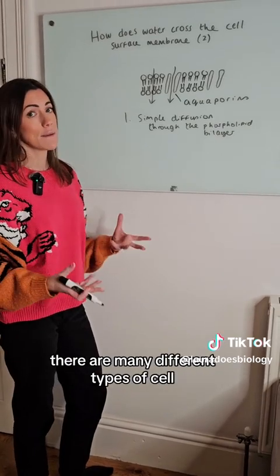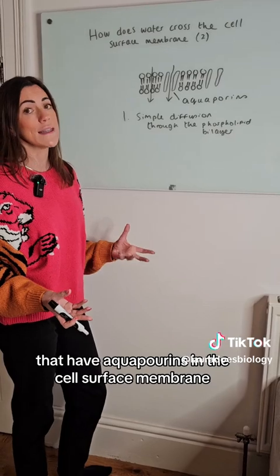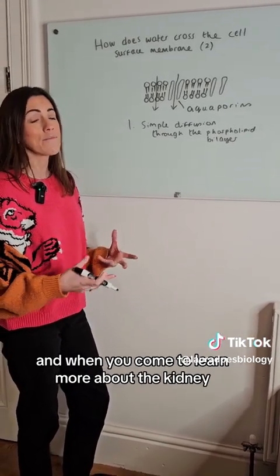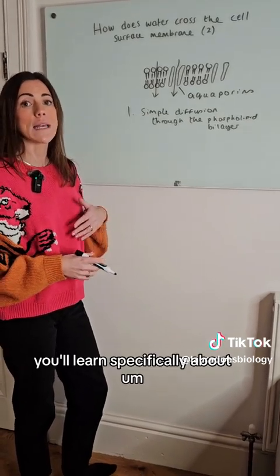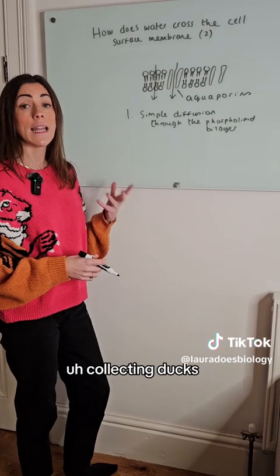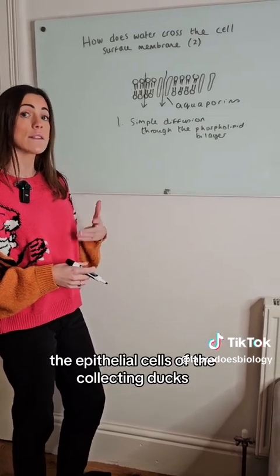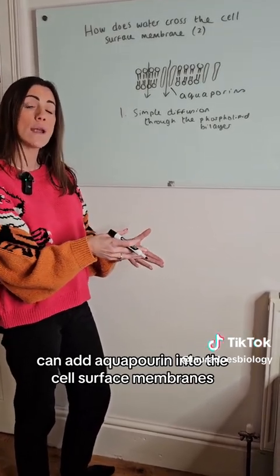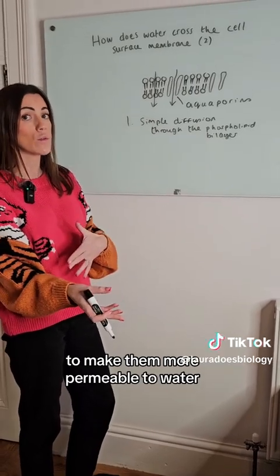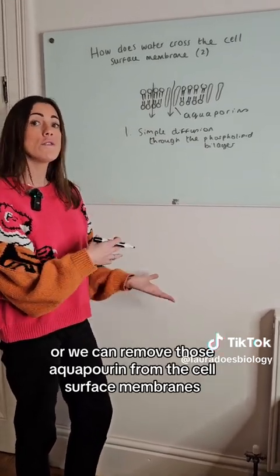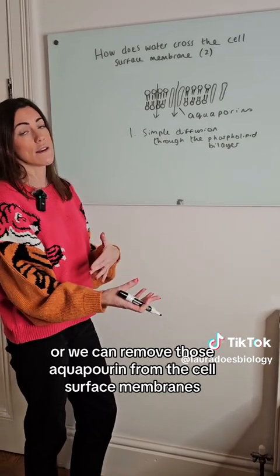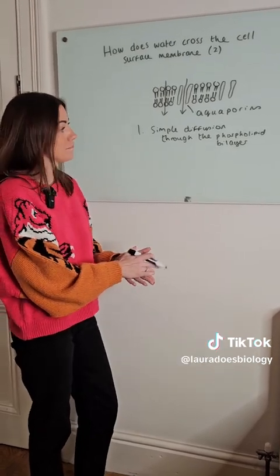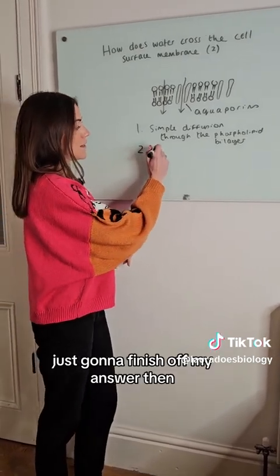There are many different types of cell that have aquaporins in the cell surface membrane. When you come to learn more about the kidney, you'll learn specifically about the cells of the collecting duct. The epithelial cells of the collecting duct can add aquaporins into the cell surface membranes to make them more permeable to water, or we can remove those aquaporins from the cell surface membranes, which would make them less permeable to water. I'm just going to finish off my answer then.